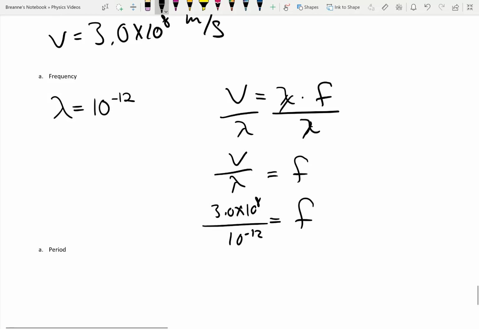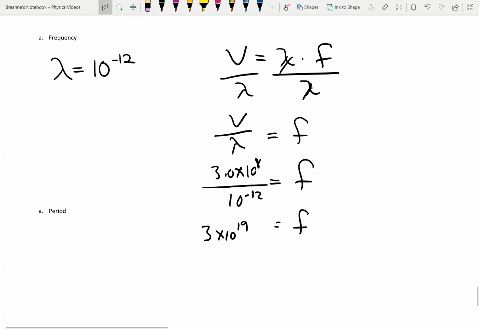Again, you can use your double E divided by 10 negative 12. And you get your frequency to be 3 times 10 to the 19th. Make sure I plug that in right real quick. I forgot to put parentheses. For shame. Okay, yeah, that's right. Cool. So that is our frequency, and that's in hertz.